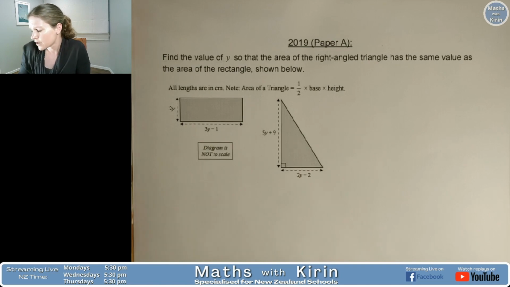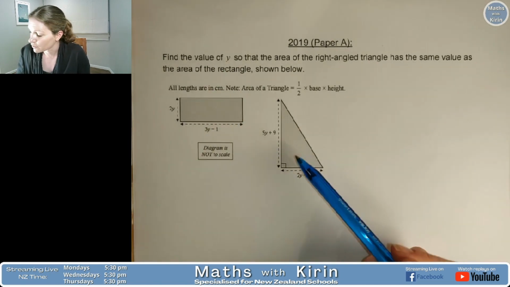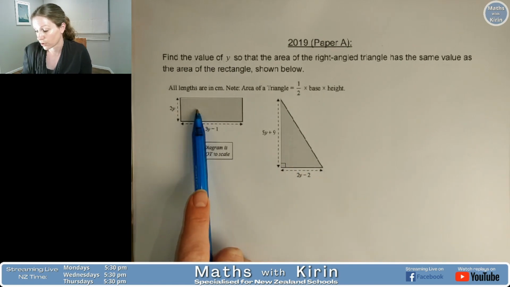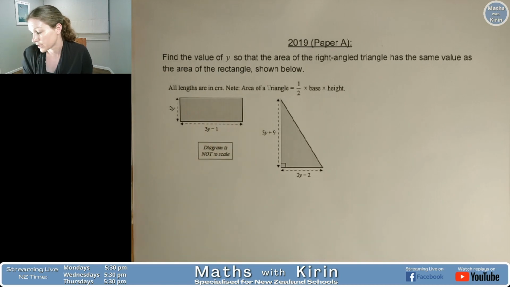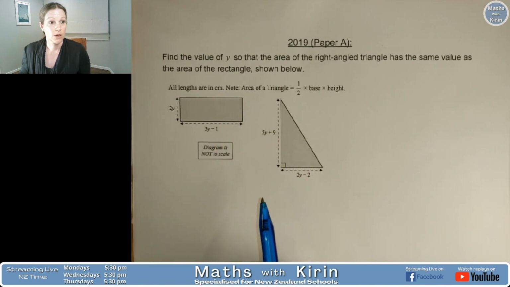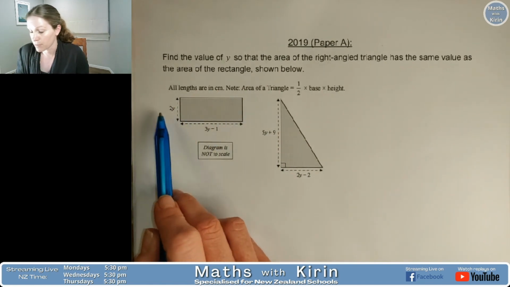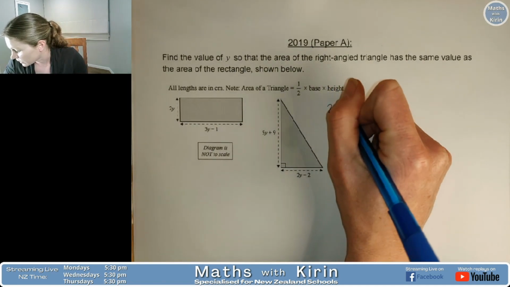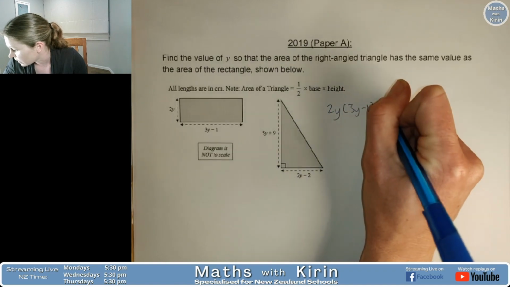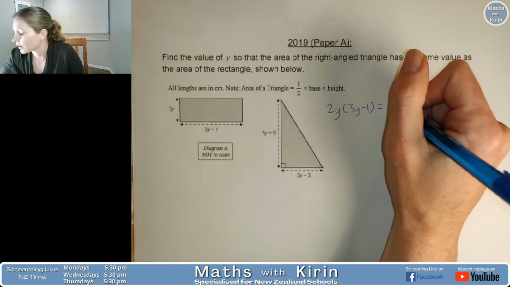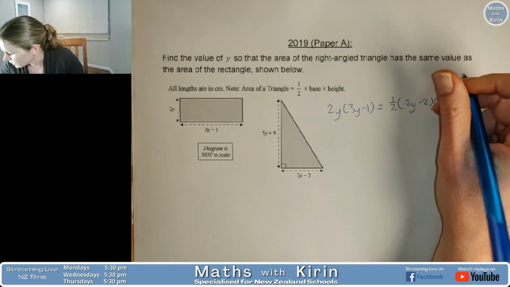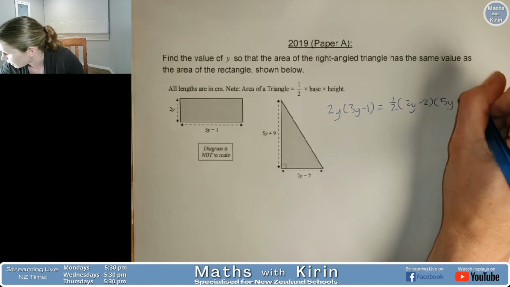So the question is asking us, find the value of y so that the area of the right-angled triangle is the same value as the area of the rectangle shown below. All lengths are in centimetres. Note the area of a triangle is half base times height. So we want the area of these two things to be the same. Okay, so to find the area of a rectangle, we multiply base times height or base times width, however you do that. So we have 2y times 3y minus 1. That needs to be the same as the area of the triangle. So the area of the triangle is half times base, 2y minus 2, times height, which is 5y plus 9.